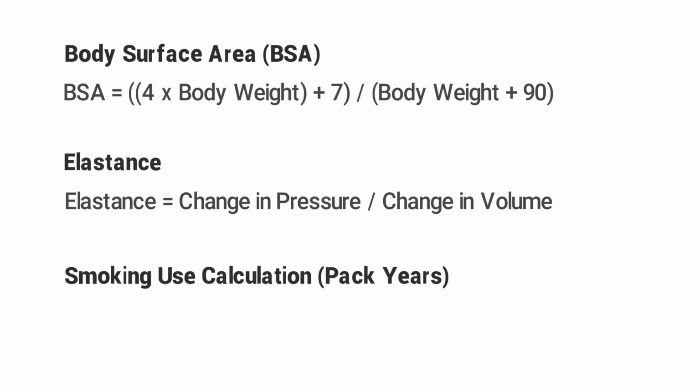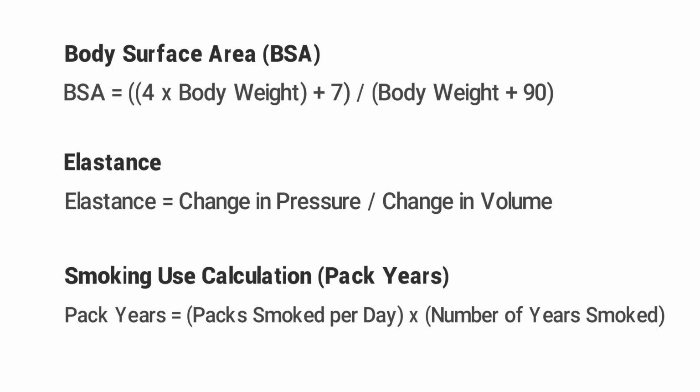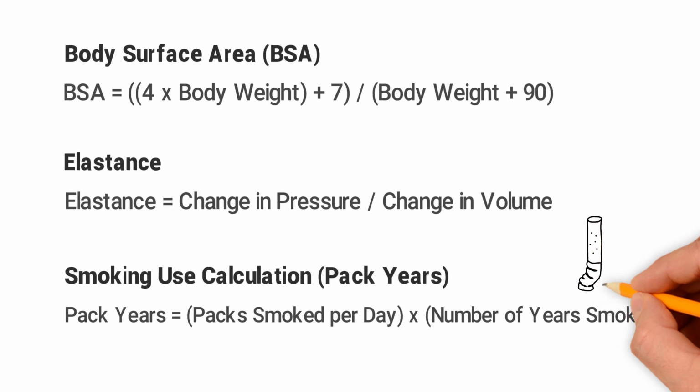Smoking use calculation. To calculate the number of pack years, you simply say the packs smoked per day multiplied by the number of years smoked. So if a patient has smoked 2 packs per day for a 10-year period, their number of pack years would be 20.